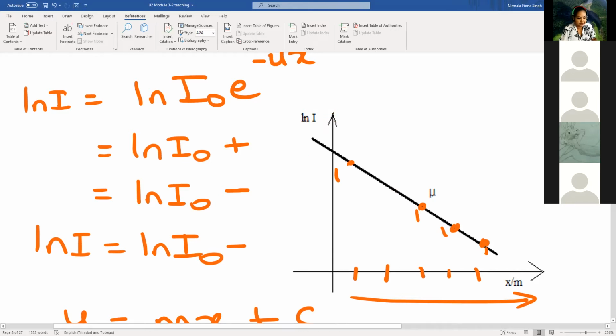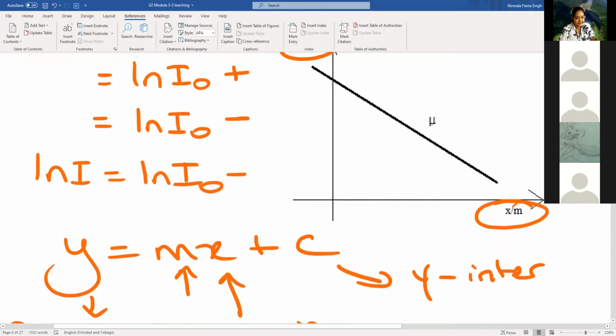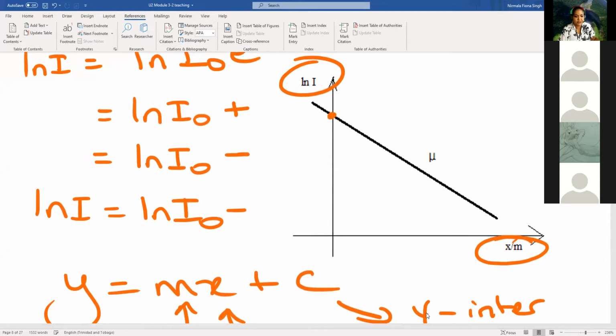All right, so let's look at our graph. So you all can see why X is your manipulated variable: as you change X, your intensity is going to change as a result. Your y-intercept is your C, and your gradient will be your mu. Please note that your gradient here will be negative because it indicates a decrease in intensity as distance increases.